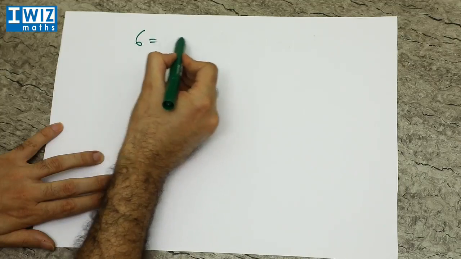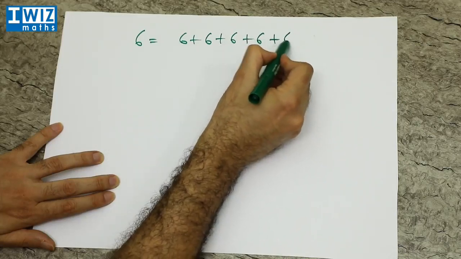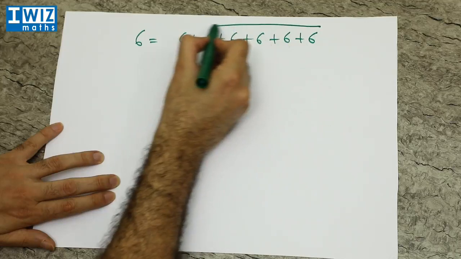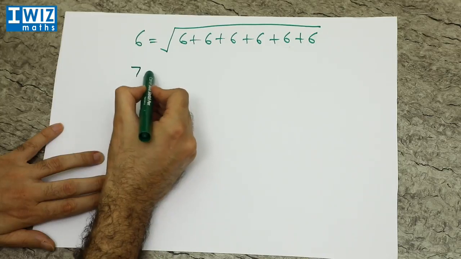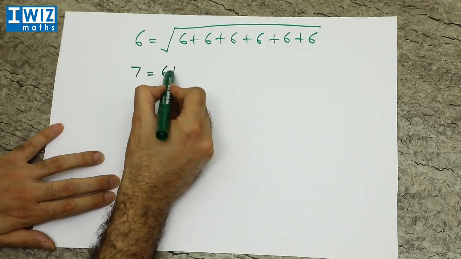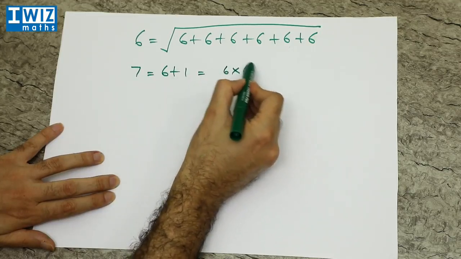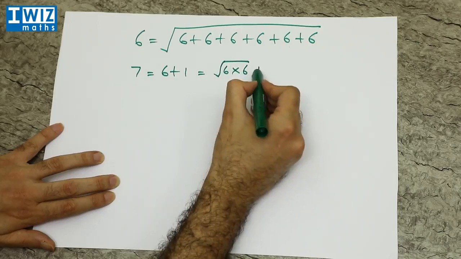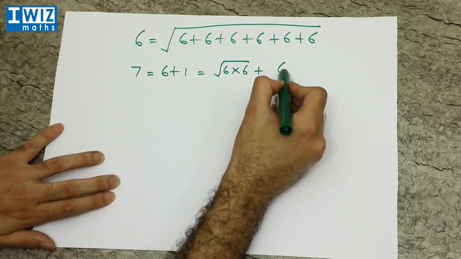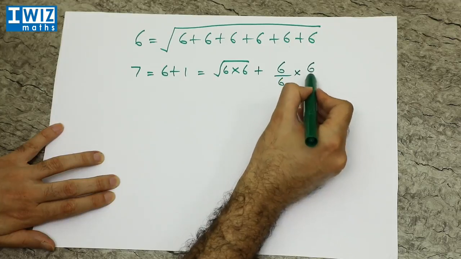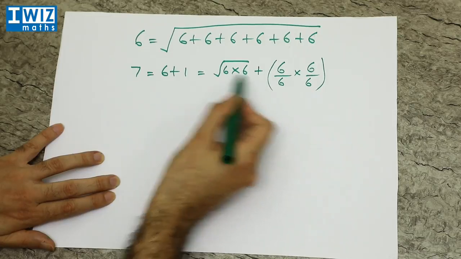So for 6, we just have 6 plus 6 plus 6 plus 6 plus 6 plus 6, and then you take the square root sign of that. To get to the number 7, 7 can be written as say 6 plus 1. So that would be 6 times 6 square root, plus we now need to get to the number 1 using 4 sixes. So that would be 6 divided by 6 times 6 divided by 6, and we put a bracket around that. So that's 6 plus 1 gives you 7.